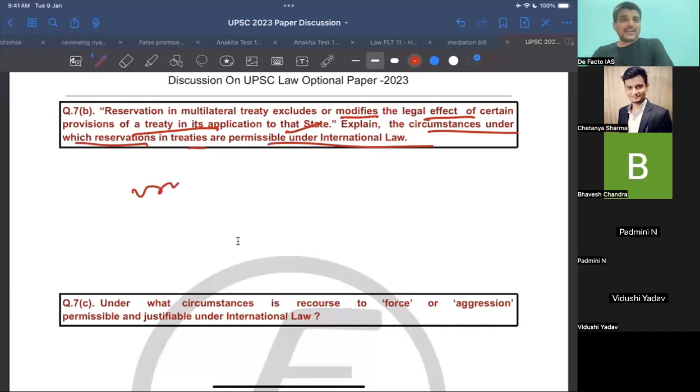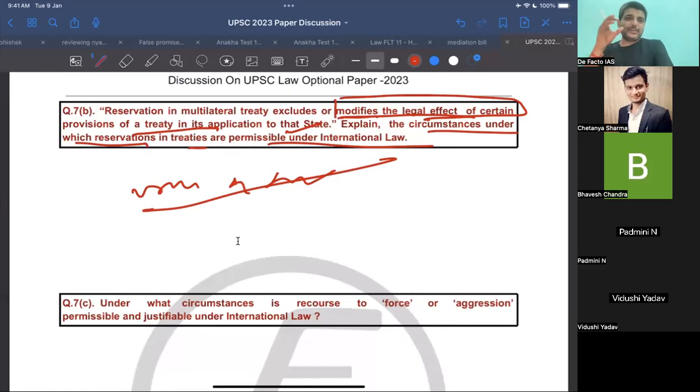If I write the same question as a short note on reservation, then almost 90% of the things are the same. Only the difference here is that you have to focus a little bit on in what condition a state can be allowed to come up with a reservation. Like there's a specific provision in our VCLT that if the treaty provides, then only the reservation can be granted. If the treaty does not provide, reservation cannot be granted. So that part has to be focused on. Otherwise, everything will remain the same.